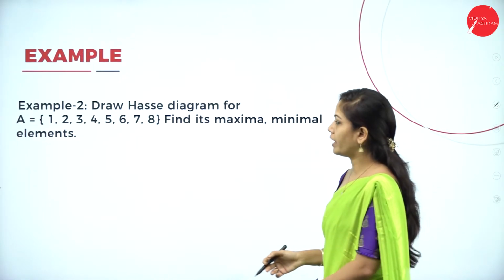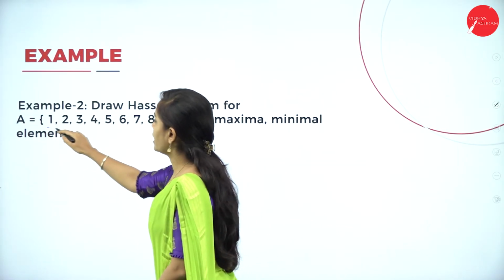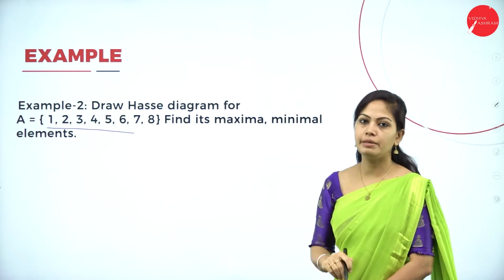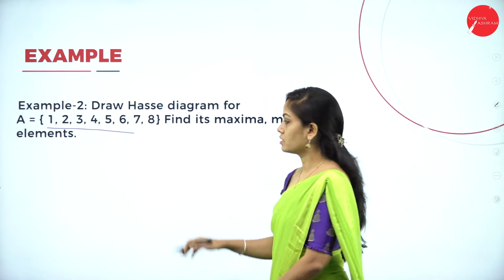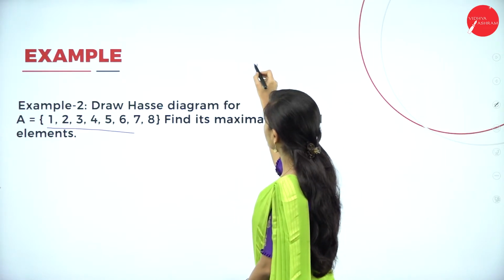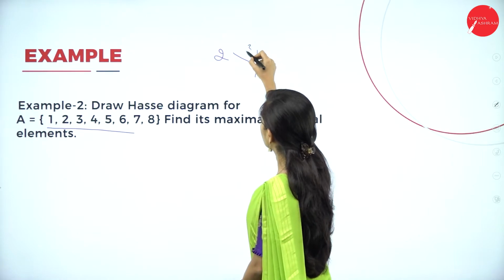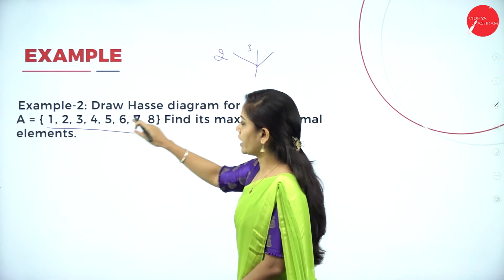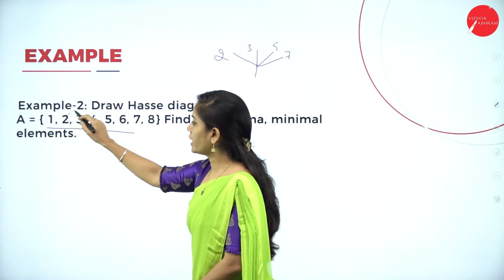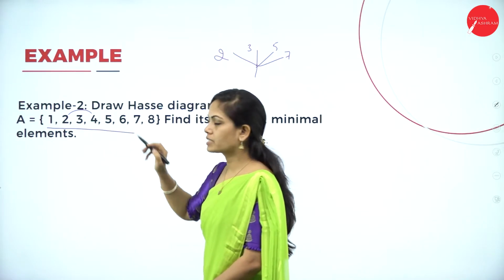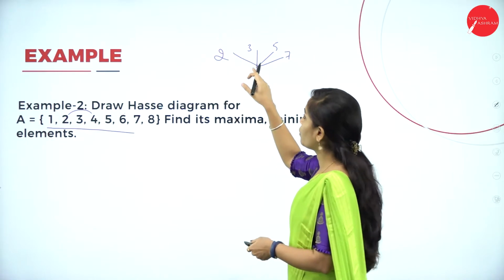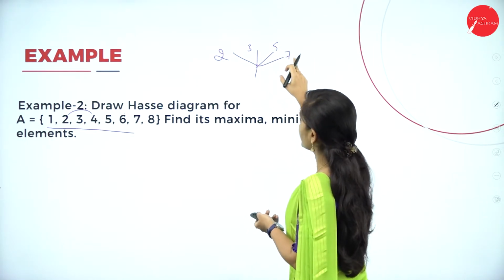And the next problem we have: draw a Hasse diagram for A equal to 1, 2, 3, 4, 5, 6, 7, 8. Find its maximal and minimal elements. So how to draw a Hasse diagram for this? So here the first element 1 is the least element and 1 can divide 2 and 3, and it can divide 5 and 7 also, because 2 can divide 4 and 2 can divide 6 also. So here I have written only 2, 3, 5 and 7. 1 can divide 2, 1 can divide 3, 1 can divide 5 and 1 can divide 7.